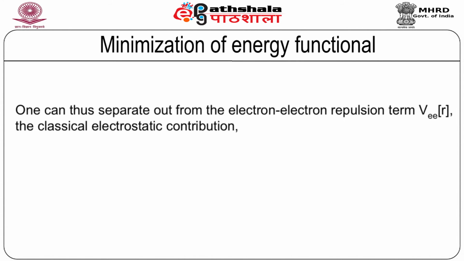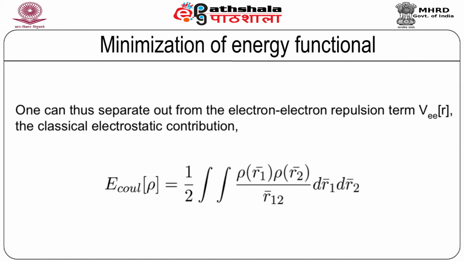One can thus separate out from the electron-electron repulsion term, which is given here as V_EE, the classical electrostatic contribution, which is also the Hartree contribution, given by half integral ρ(r1) times ρ(r2) divided by |r1 minus r2| integrated over r1 and r2.